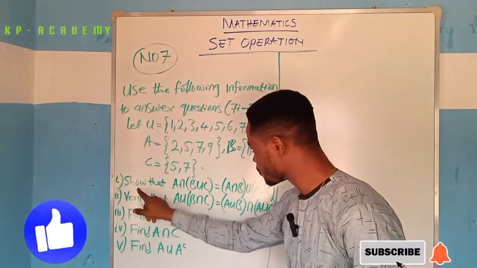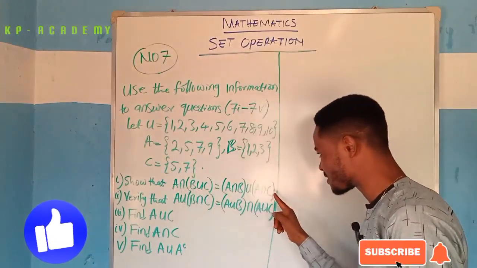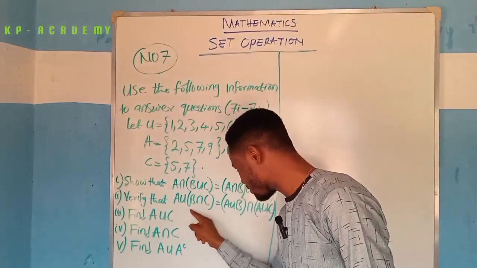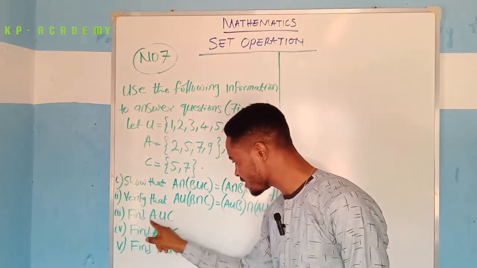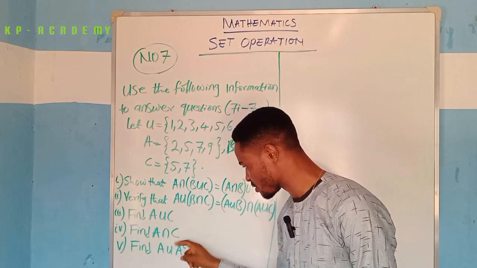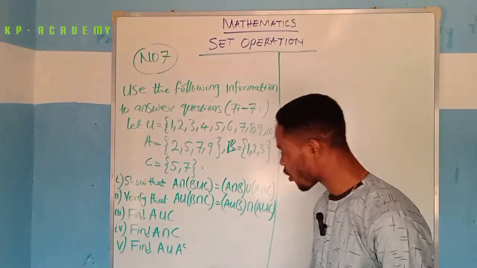We are asked here to show that this left hand side is equal to the right hand side. The second says verify that the left hand side is also equal to the right hand side. Part three says find A union C. Part four says find A intersection C. Part five says find A union A complement.